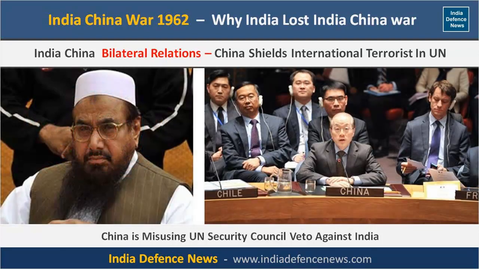China is now misusing the veto power against India and providing protection to an international terrorist and Mumbai attack mastermind, Hafiz Saeed, operating from Pakistan.